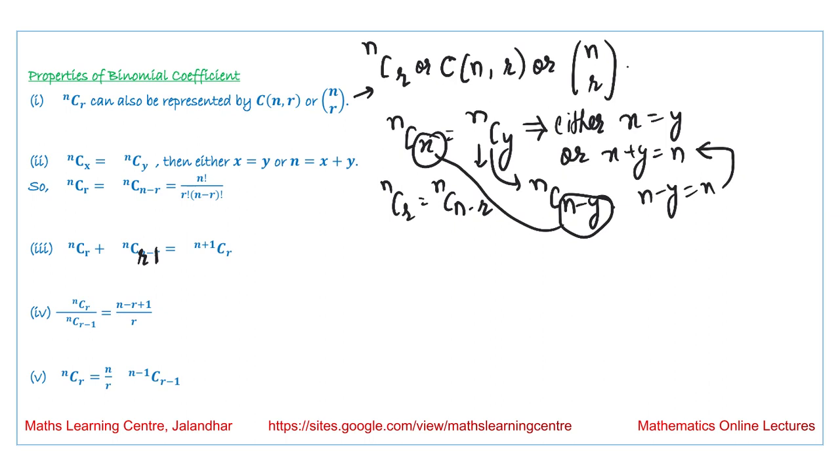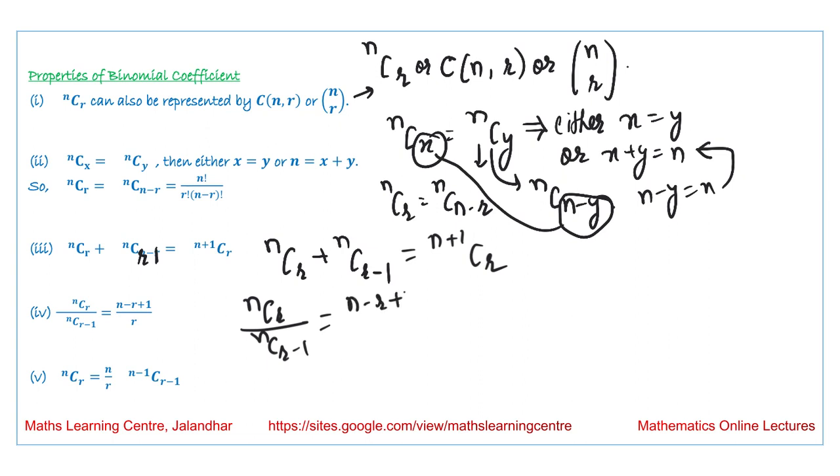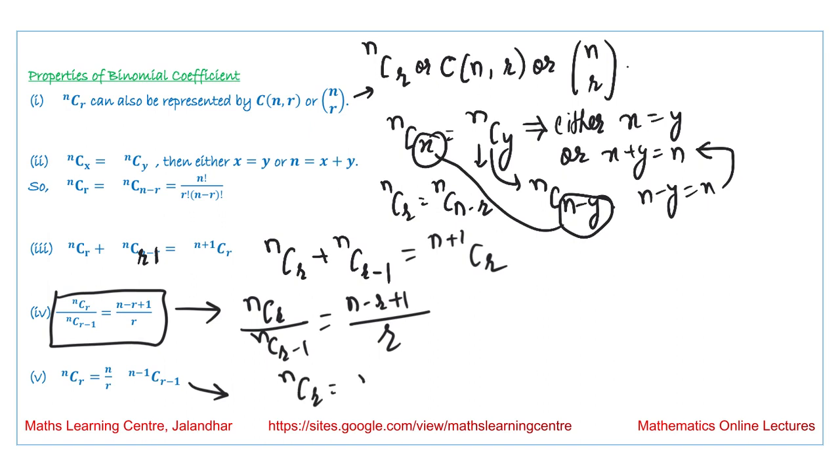Next property that we have seen: nCr plus nC(r minus 1) is equal to (n plus 1)Cr. Next we have seen nCr over nC(r minus 1). These kinds of results we have used in our previous lecture. The value we have is (n minus r plus 1) over r. So you can remember this result as the standard result. Next, this result we have also used: nCr is equal to n by r times (n minus 1)C(r minus 1).